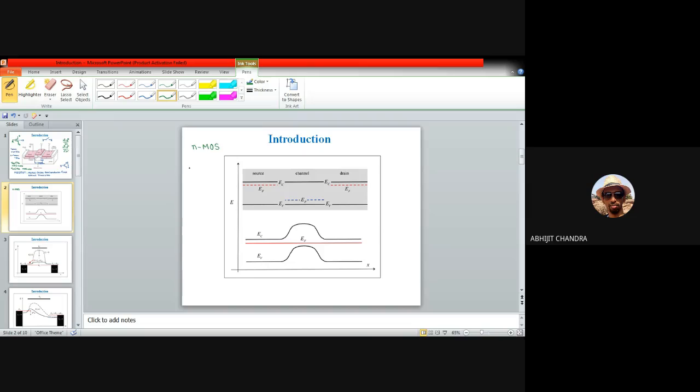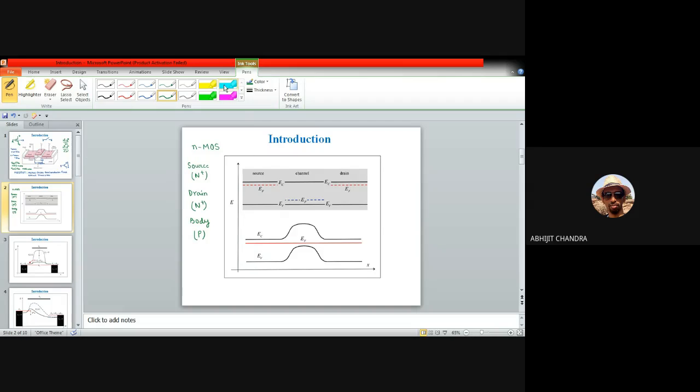So for your understanding, for NMOS, source is N plus, drain is also N plus, and the substrate or body, I should call it body, is P type.